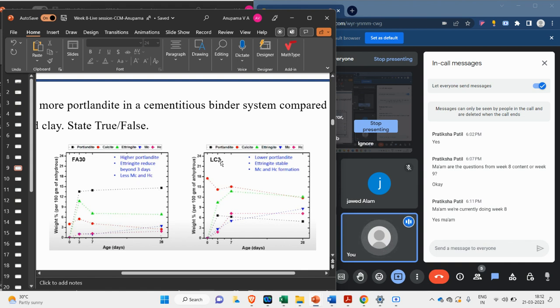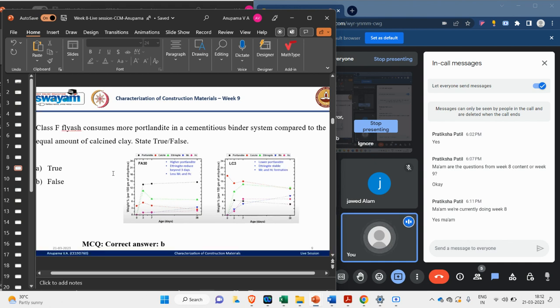When you replace it with LC3 or calcined clay, you can see that the Portlandite consumption is very high. Less than 6 percent is retained in the system. So more Portlandite is consumed by LC3 and not by fly ash. The statement says that class F fly ash consumes more Portlandite, which is wrong. LC3 consumes more Portlandite, and that is represented in these two graphs.